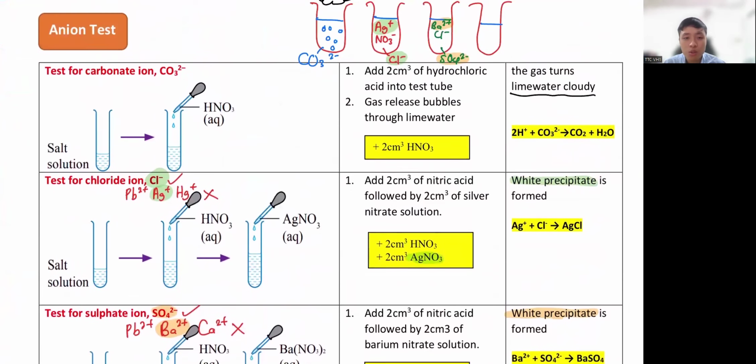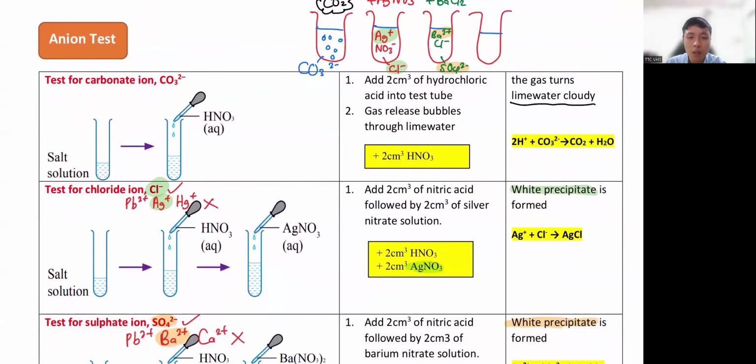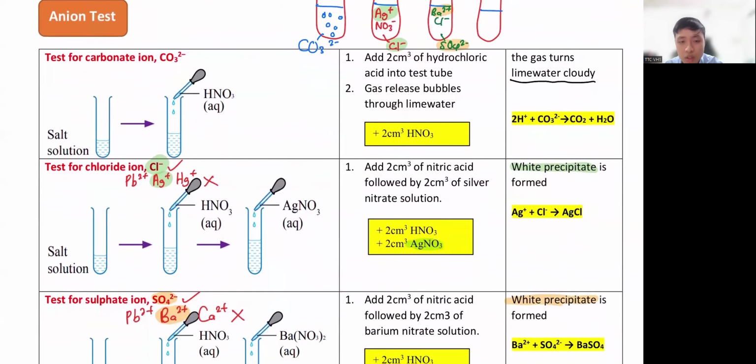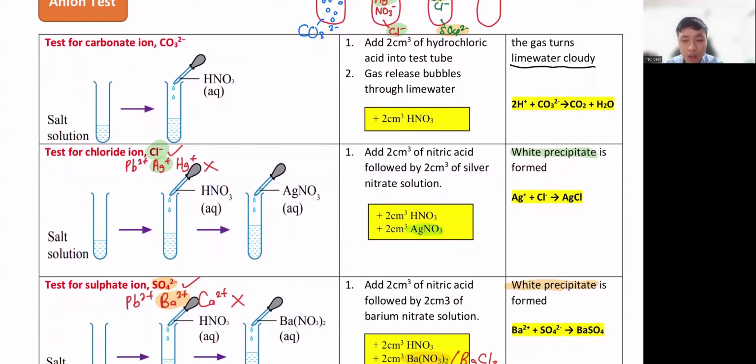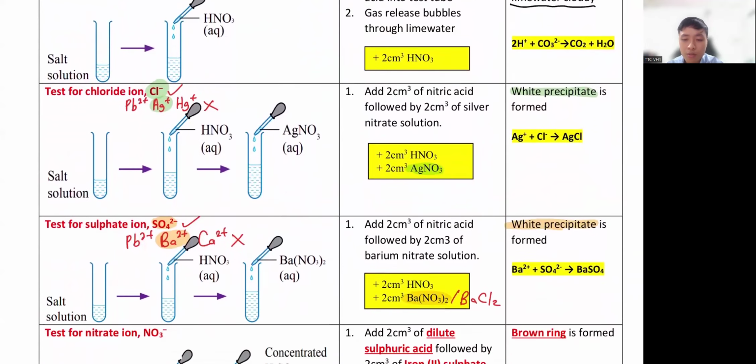So you have carbonate, Cl minus, and SO4 2 minus. All of those need acid added. After that, for carbonate, you get bubbles. For Cl minus and SO4 2 minus, you need to look at the solubility of salts. Add AgNO3 and Ba nitrate.